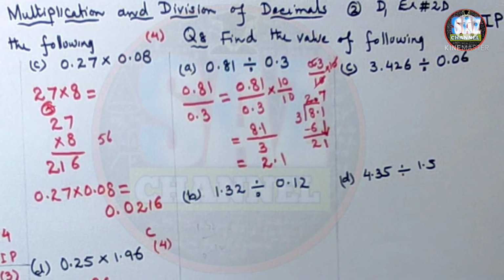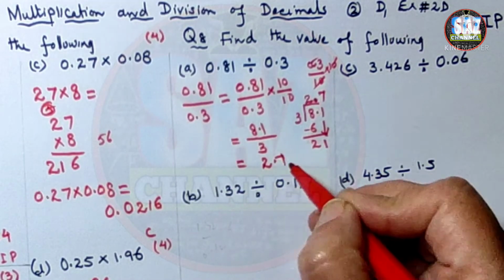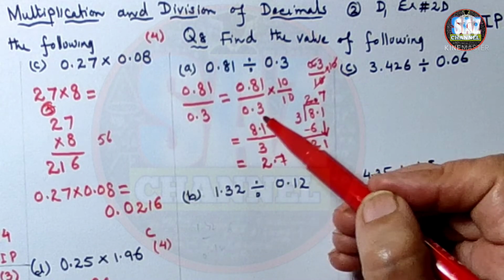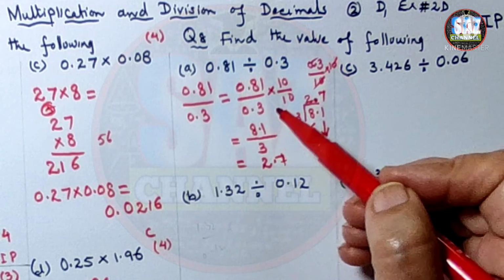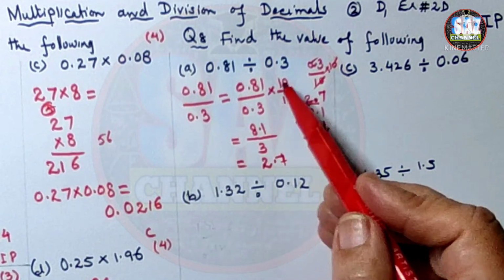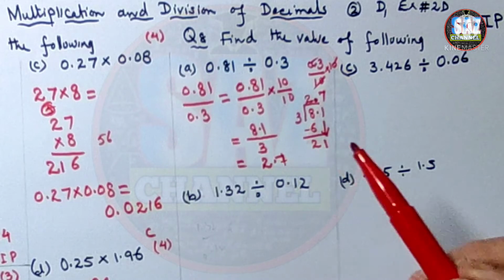I hope students you are really clear, sorry, you are really clear how first we are making our denominator a simple integer, and then we are using the rules of multiplication by 10, and then we are simply reading the tables to get the answer.